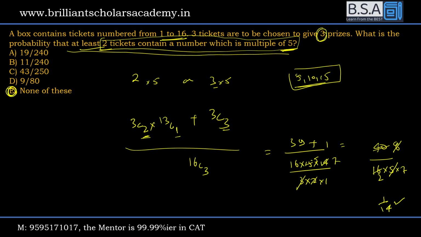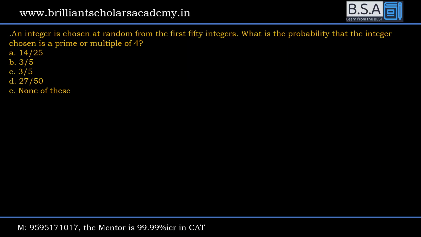Moving on. An integer is chosen from the first 50 integers. What is the probability it is a prime or a multiple of 4? तो वही फिर से आपको प्राइम पता होने चाहिए, मल्टीपल ऑफ 4 पता होने चाहिए। दोनों में ओवरलैप तो नहीं हो सकता, बिकॉज प्राइम नंबर्स आर 2, 3, 5, 7. प्राइम नंबर्स का मल्टीपल ऑफ 4.